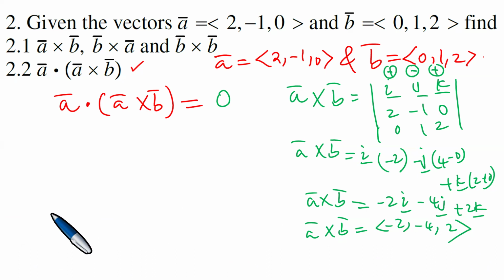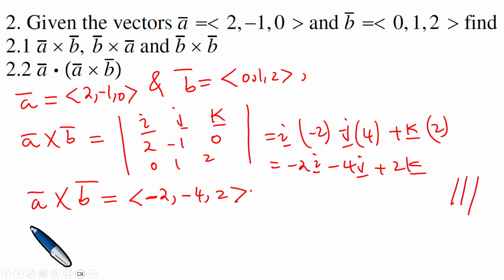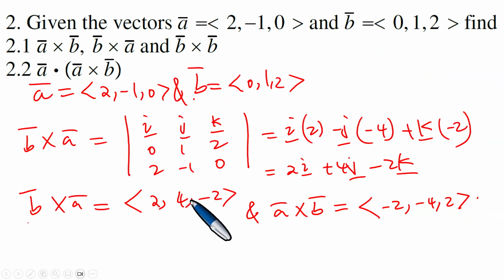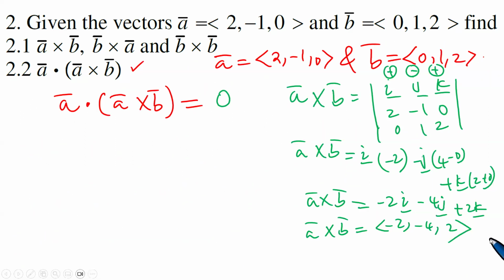Pay attention and take a look at these here. Whatever we're getting right now is what we got before. We got A cross B to be this in the previous question. As proof, A cross B was -2, -4, 2.